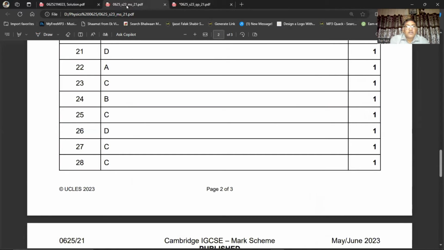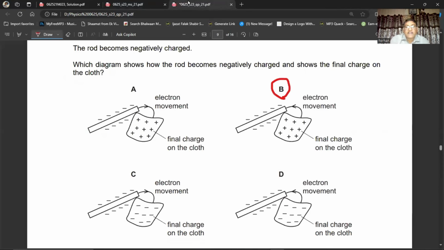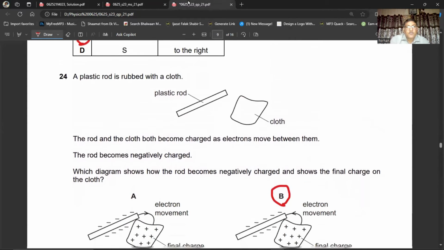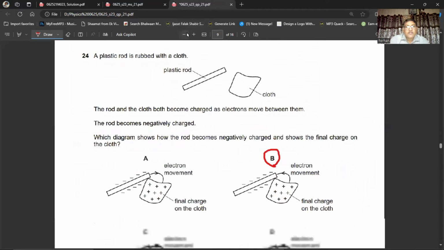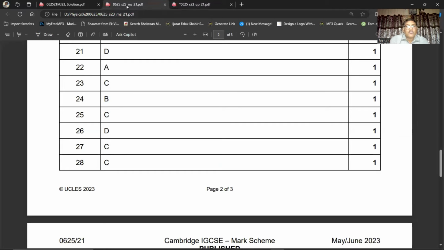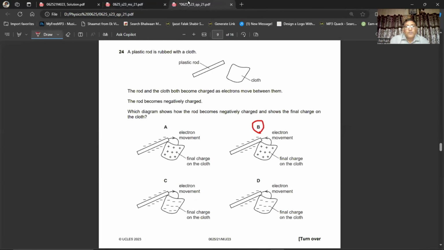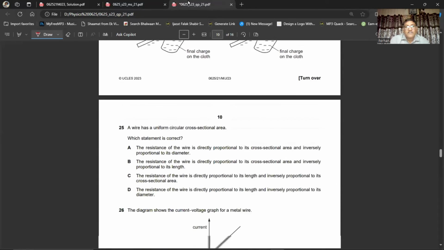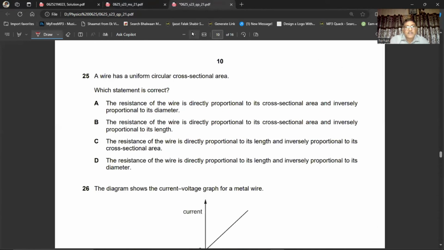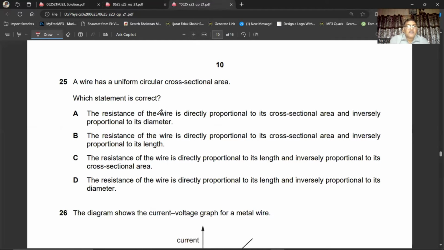So let's check question number 24. B is the right answer. Question number 24, I think B is the right answer. I hope you understand the electrons have moved from the cloth to the rod. That's why the rod has become negatively charged. So now we are on question number 25.